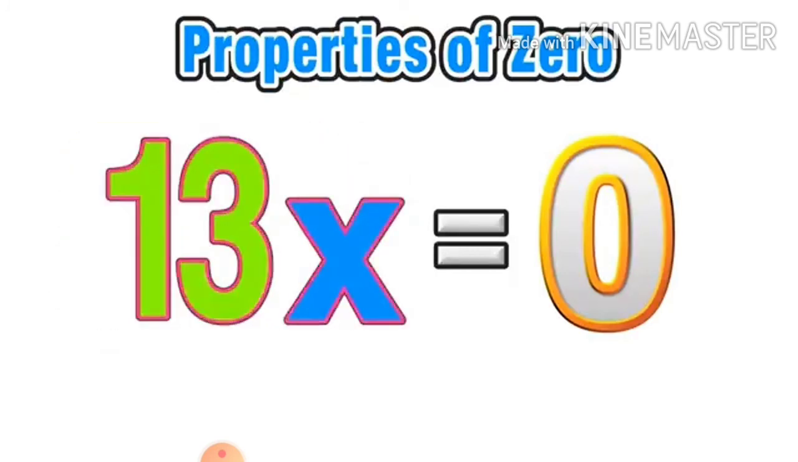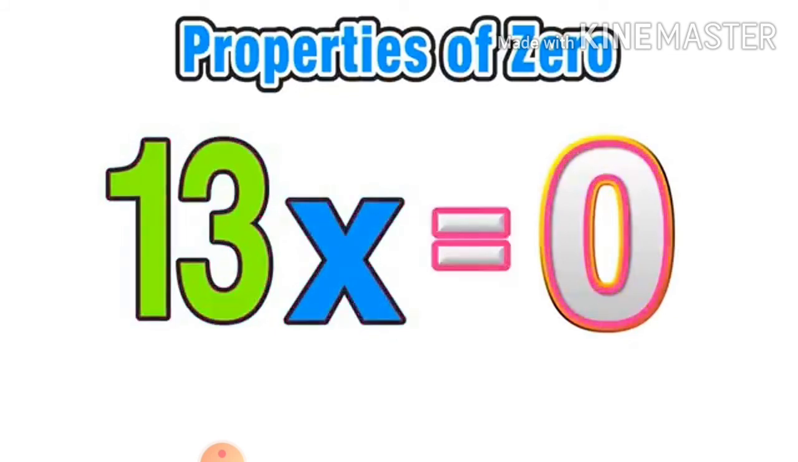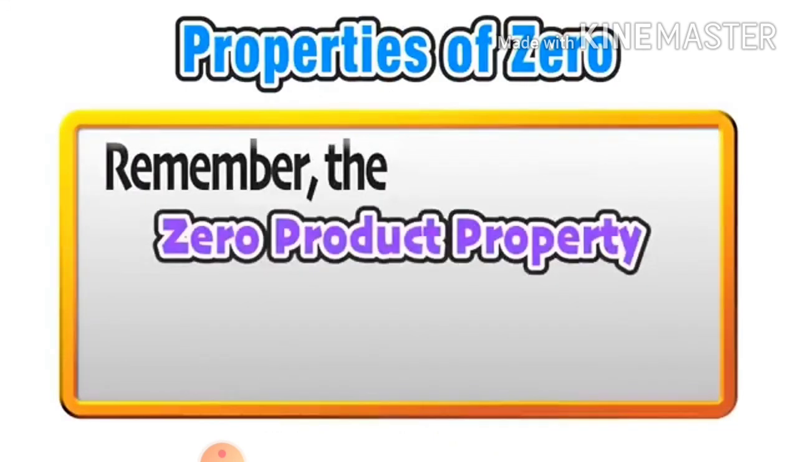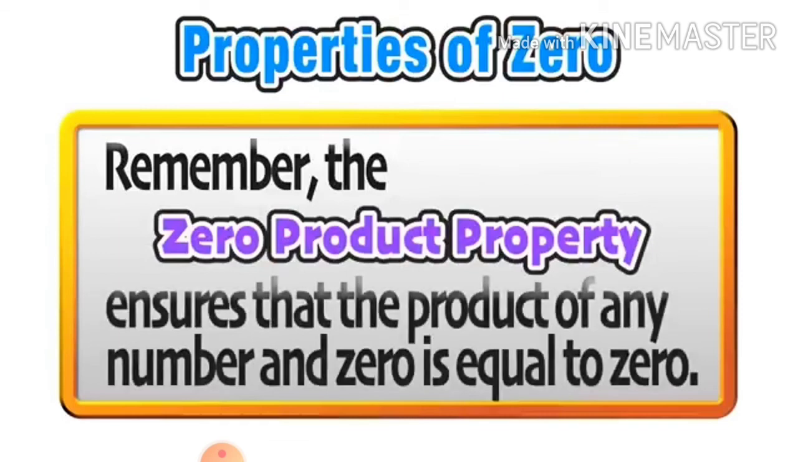So if we ever see something like 13x or 13 times x equals 0, we know by the zero product property that x has to equal 0. So just remember that the zero product property ensures that the product of any number and zero is always equal to 0. And there are 0 things left to talk about in this lesson.